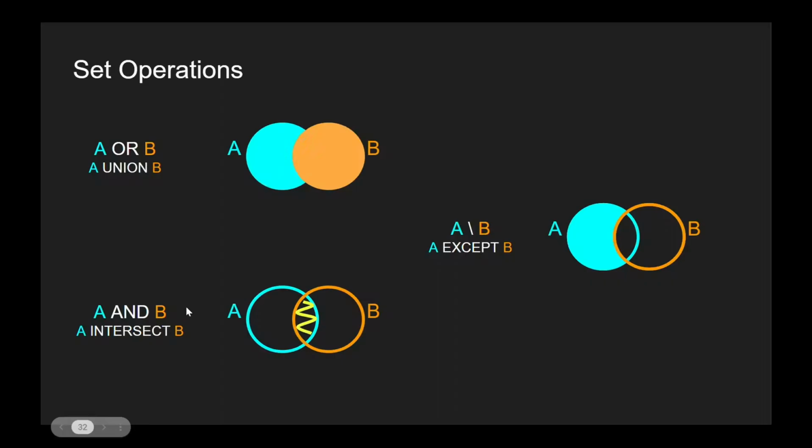And for A and B, it means that you need to fulfill both A and B to be selected. So it will be this intersection here, because you need to fulfill both A and B. And for this, A except B is when I want A, but I don't want B. As long as you are B, then I cannot accept you. After you know this, it will be way easier for us to solve the remaining problems here.